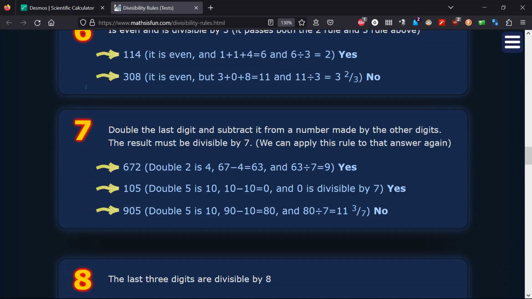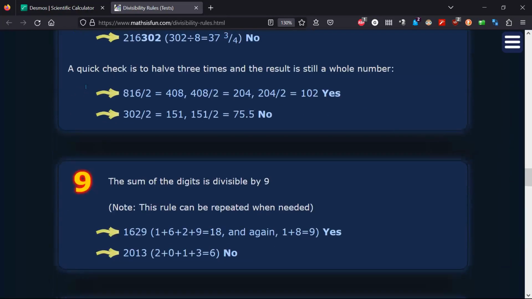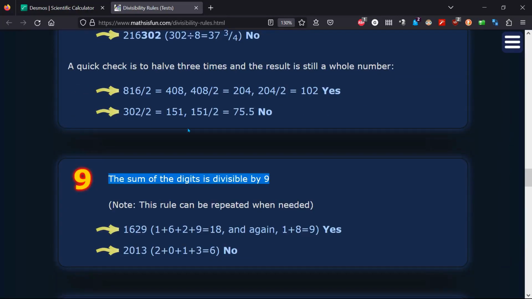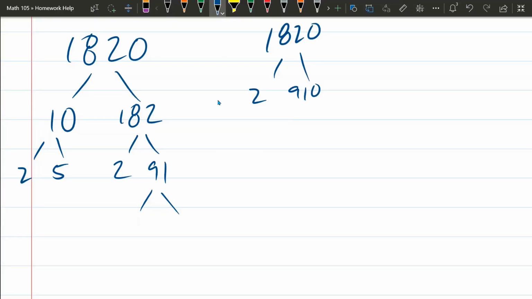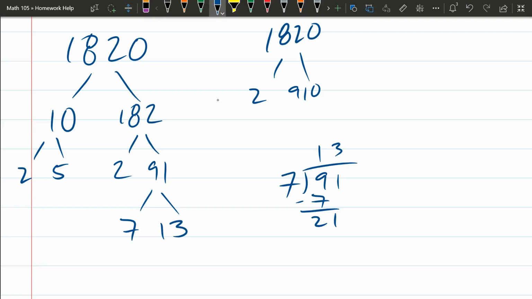7. We got a shot at 7. If it's not divisible by 3, it won't be divisible by 9. So let's go ahead and try maybe a 7. So 1 times 7 is 7. Subtract 21. 7 goes into 21 3 times. All right, 7 is prime, 13 is prime, so we're done right here.